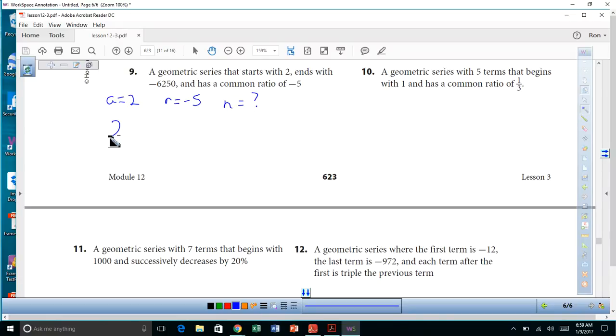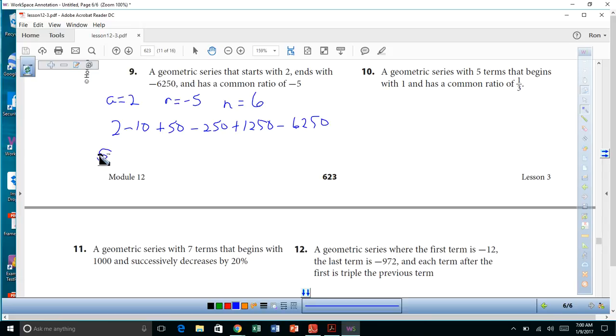So let's see, we got 2, and then multiply that by negative 5, and that's minus 10. Multiply that by negative 5, and that would be plus 50. Multiply that by negative 5, that's minus 250. Multiply that by negative 5, and that gives you plus 1250. Multiply that by negative 5, that gives minus 6,250. So that's going to be 1, 2, 3, 4, 5, 6 terms. So n equals 6. All right.